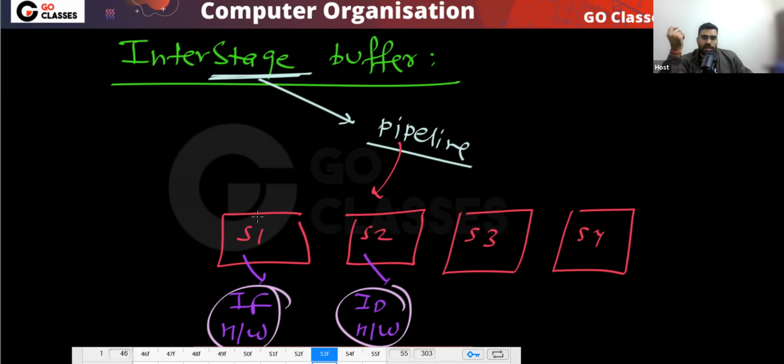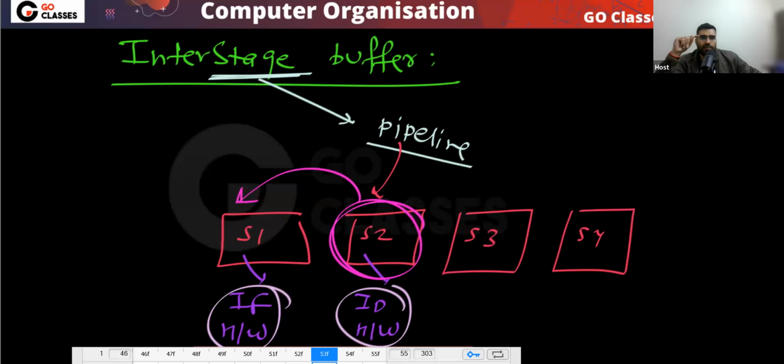So when we do this hardware division, separating the hardware into stages, then if you want to propagate some information from S1 to S2, if this stage wants some information from S1, tell me, for example S2 wants some information from S1. Is it good that it will use this S1 for that information, so that the next instruction will not execute on S1, right? Are you getting my point? A simple point. Are you getting what I'm saying?